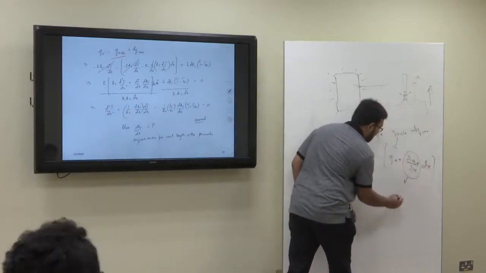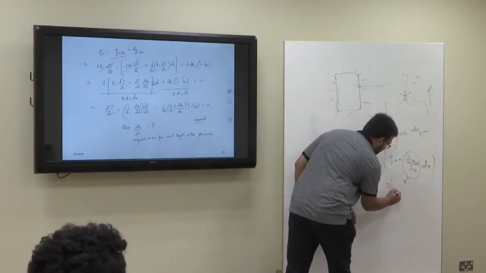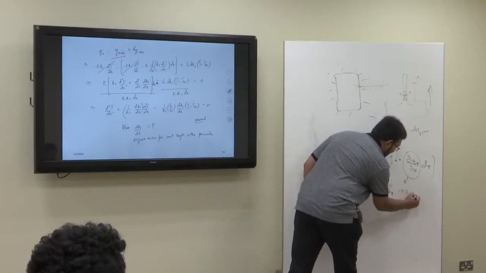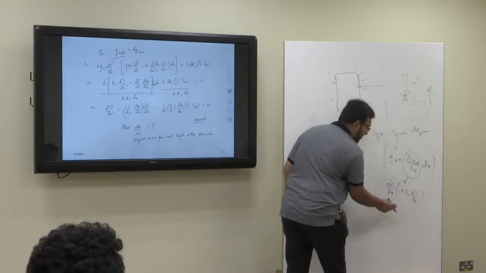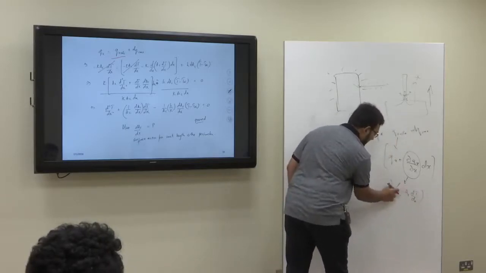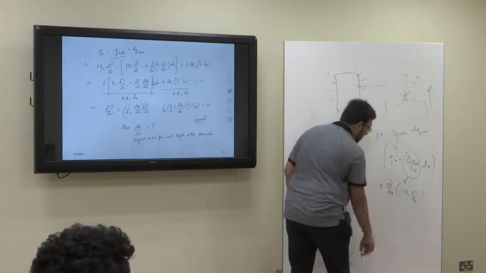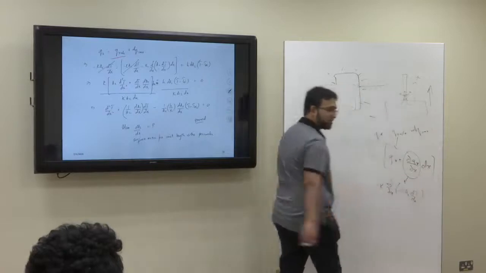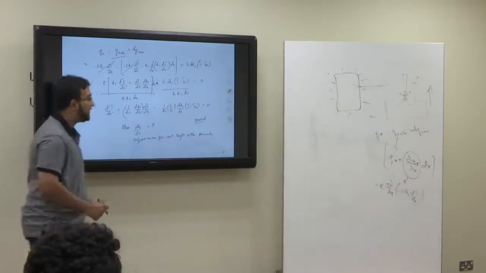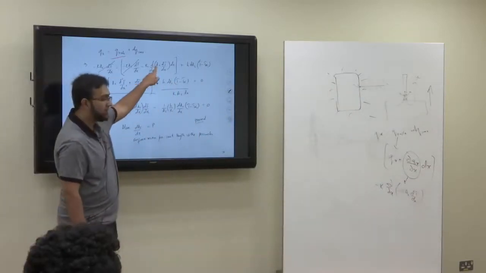This term will be what? ∂/∂x of negative kAc dT by dx. But k can come out, okay? So if we take the k and negative k out, that will become this thing, multiplied by dx. So we get this thing, okay?